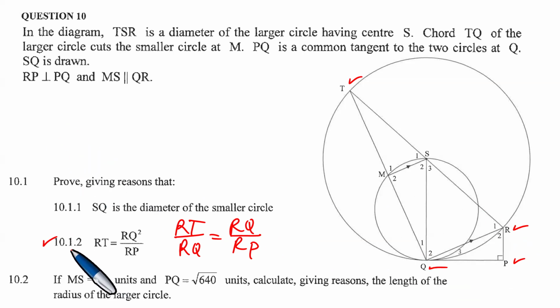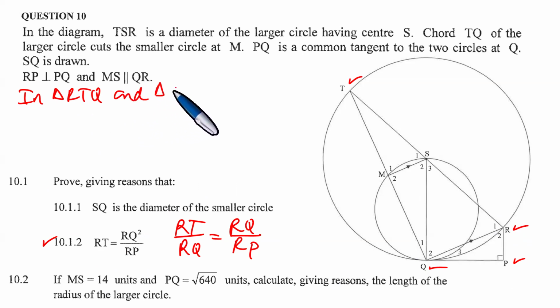To prove this one, we tell the examiner, and this is how we write the answer in the exam. In triangle RTQ and in triangle RQP, we note that the angle T is equal to the angle Q3. The angle T equals the angle Q3.